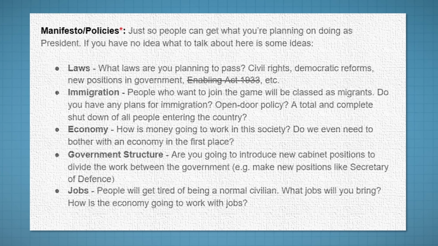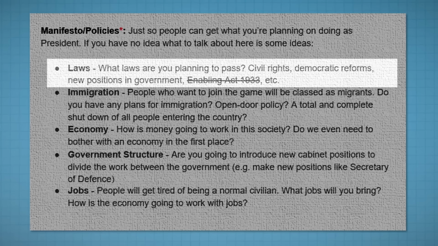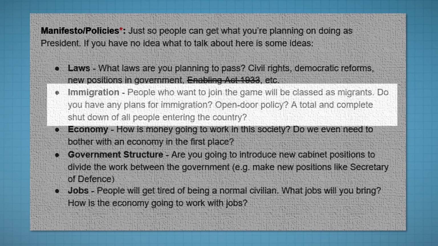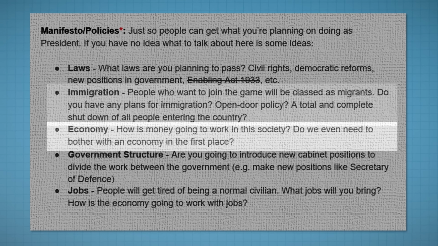As I canvassed friends and acquaintances to join the experiment, I gave them some ideas for what they could change. Laws. What laws were they going to pass? Civil rights, democratic reforms, the Enabling Act of 1933. Immigration. What were they going to do with new people joining? Economy. How is money going to work in this society? Do we need an economy in the first place?